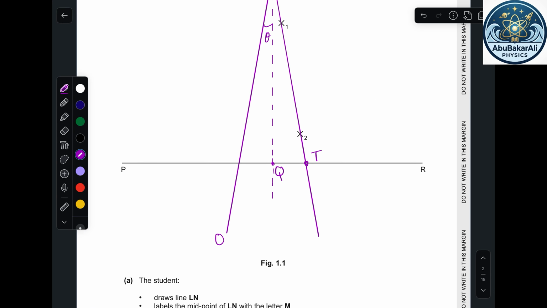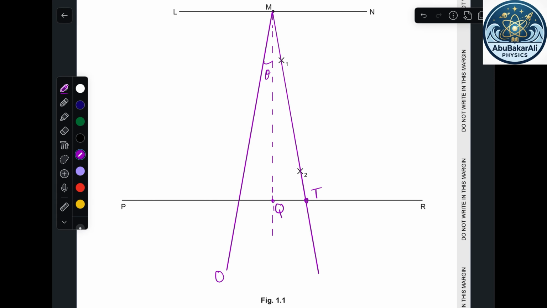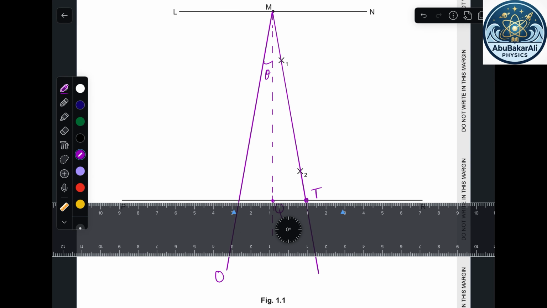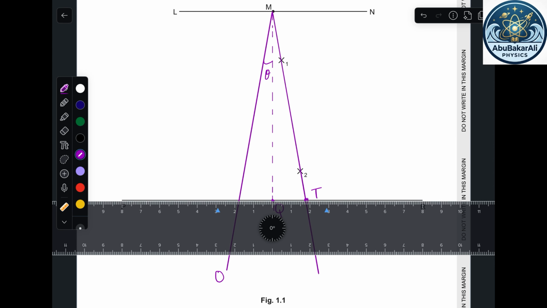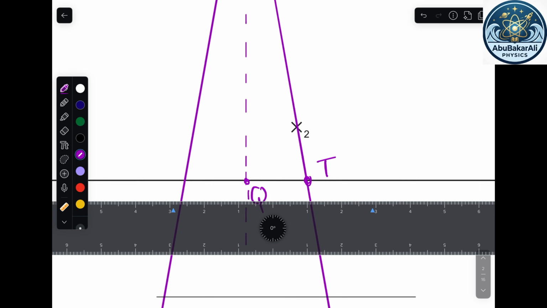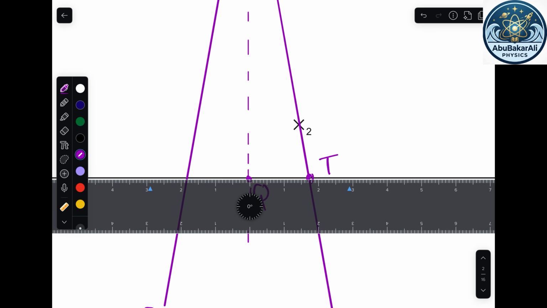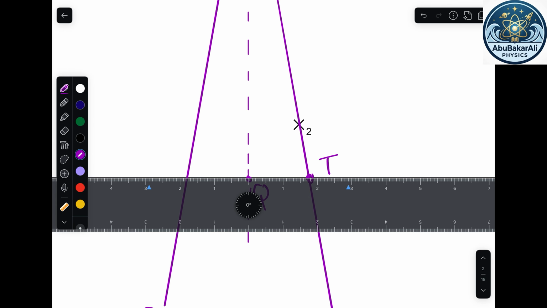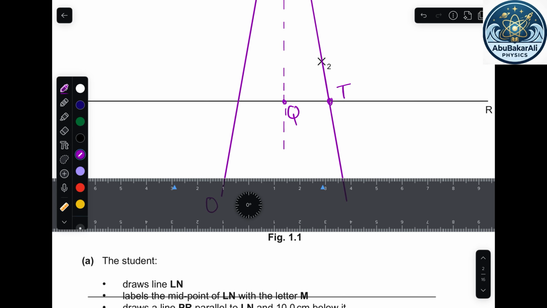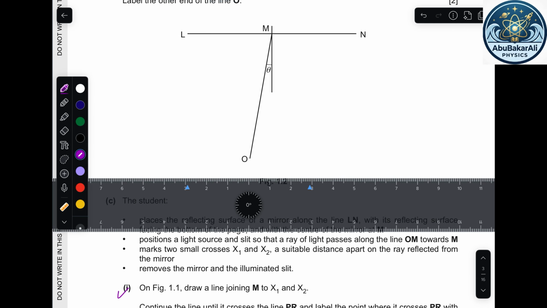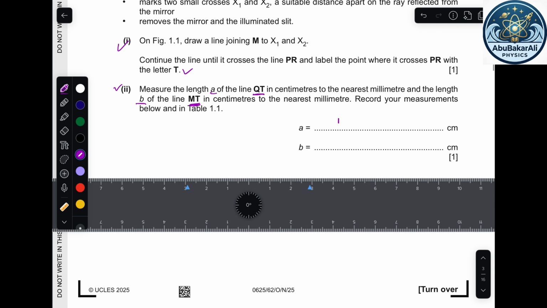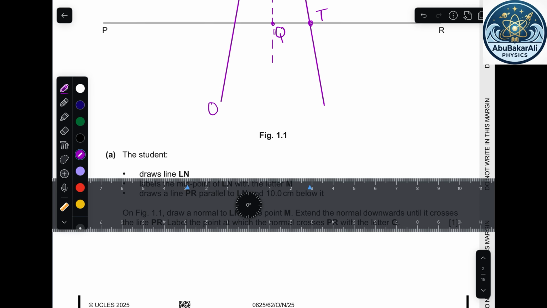First is the QT. QT is this line. If I zoom in, 0 is on Q, and the other point is between 7 and 8. So I'm going to write it down as 1.7. Okay, 1.7.